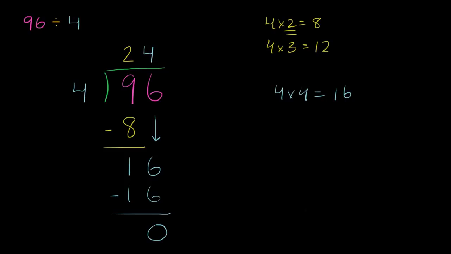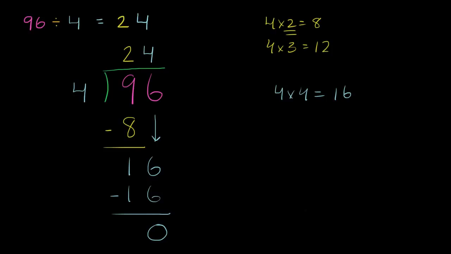I know it seems kind of magical at this point, but in a few seconds we're going to think about why this actually worked. We got that 96 divided by 4 is equal to 24. Now what I want you to do right now is pause this video and think about, why did this actually work? How did we magically get the right answer here? And you can verify this. Multiply 4 times 24 and you will get 96.